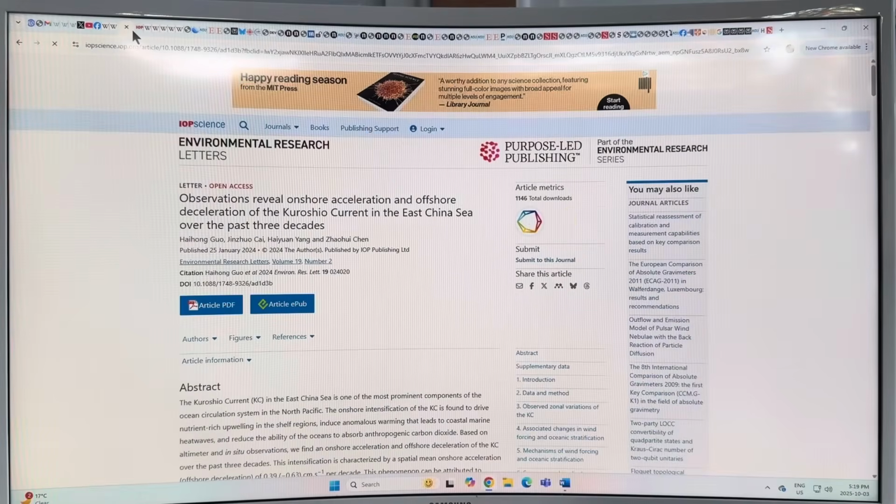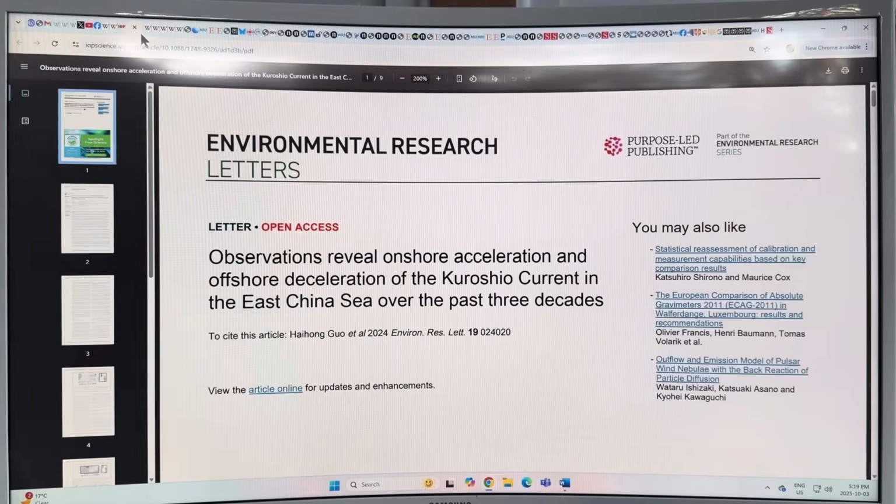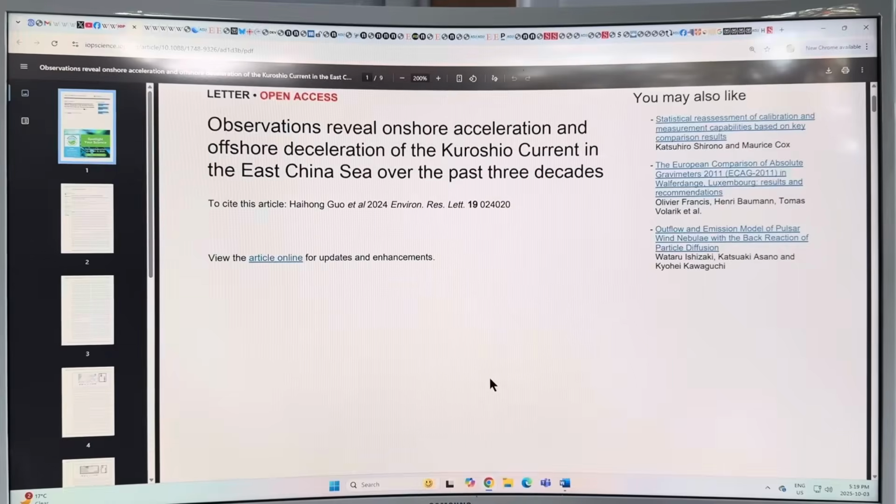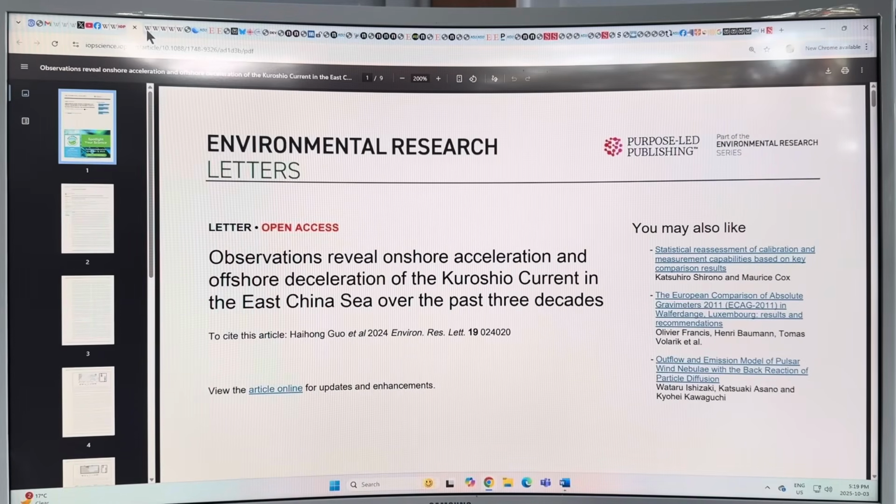So this is the IOP Science Environmental Research Letters, fairly recent paper, late last year, actually, January 25th, 2024. Observations reveal onshore acceleration and offshore deceleration of the Kuroshio Current in the East China Sea over the past 3 decades, 30 years. Okay, so I downloaded the PDF. It's open source, and let's have a look at this paper, what it says. But before I do that, I just want to show you a couple more things.